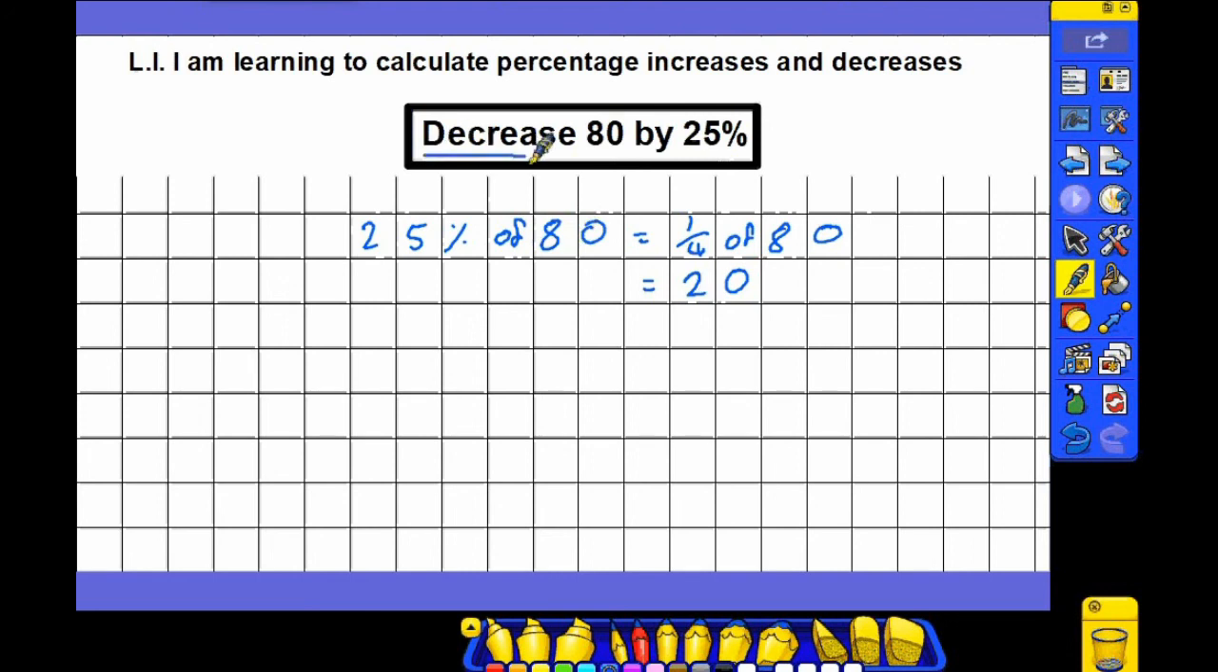So if I'm looking to decrease 80 by that, I'm going to have to do 80 minus 20. The answer to which is 60. So it really is that simple. All you need to do is work out the percentage of the number and then either subtract if you're wanting to decrease it or add if you're wanting to increase it. So you either subtract it from the original number or add it on to the original number.